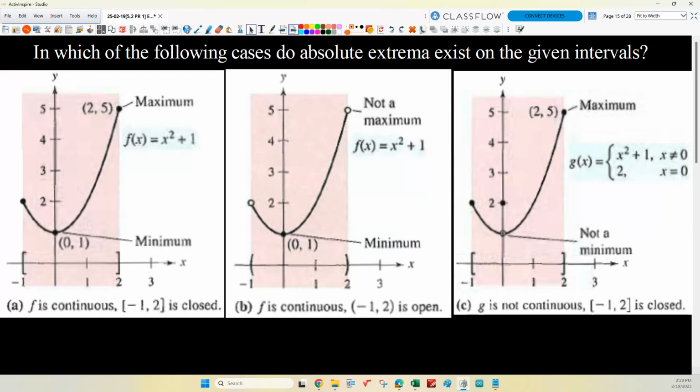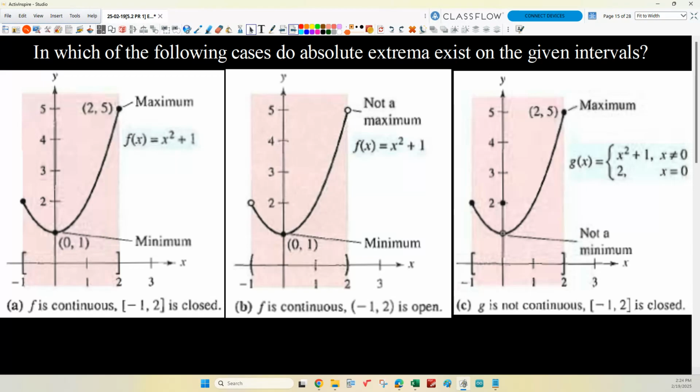Okay, so now I've got some questions for you. In which of the following cases do absolute extrema exist? And what are they? So look at this first example. Give me thumbs on this. Do we have an absolute maximum on this first example? What's that mean? Somebody summarize that. What's that mean in terms of an ant? Do we have an absolute maximum on the interval from -1 to 2?